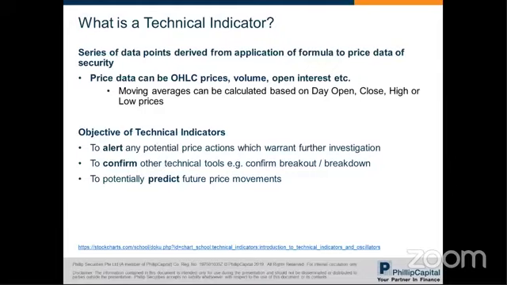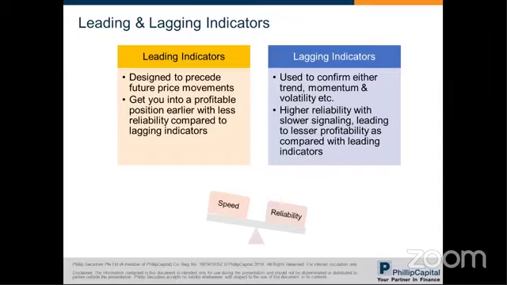So for technical indicators, we have two kinds. The first one is the leading indicators, which are designed to allow you to do a little bit of forecasting, to see whether future price movement gives you a glimpse of a higher chance of the share price moving upwards or downwards, etc. This gets you into a profitable position earlier, though it is usually less reliable as compared to the lagging indicators.